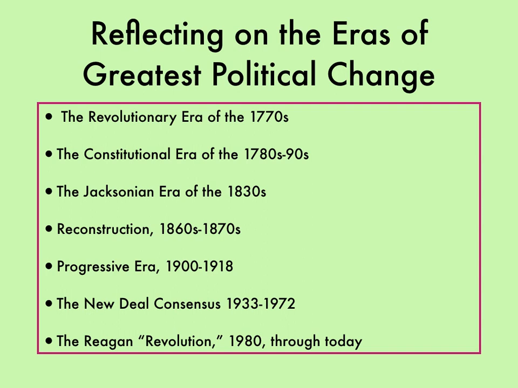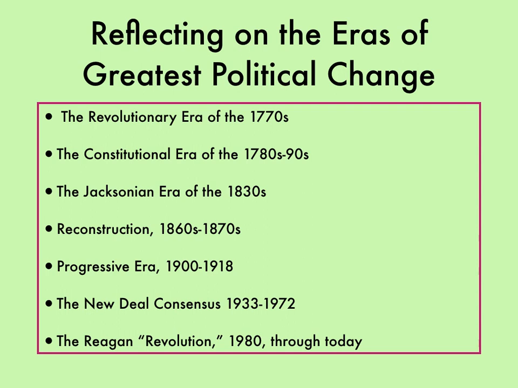In reflection now, here are the periods of the greatest political change in our nation's history. The Revolutionary era of the 1770s saw the ultimate challenge to British colonial authority. The constitutional era of the 1780s and 90s saw the triumph of a federal system of government over the sovereignty of the states. The Jacksonian era of the 1830s witnessed the vote being extended to all white men. Reconstruction, 1860s and 1870s, saw the federal government take an active role in trying to recreate Southern society by ending slavery and extending citizenship to over 4 million black people.